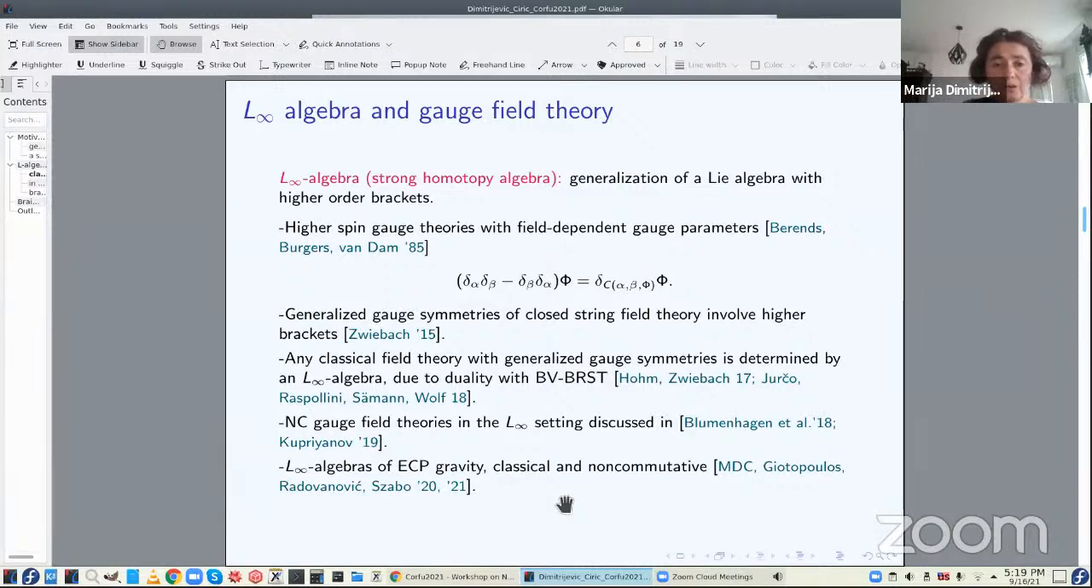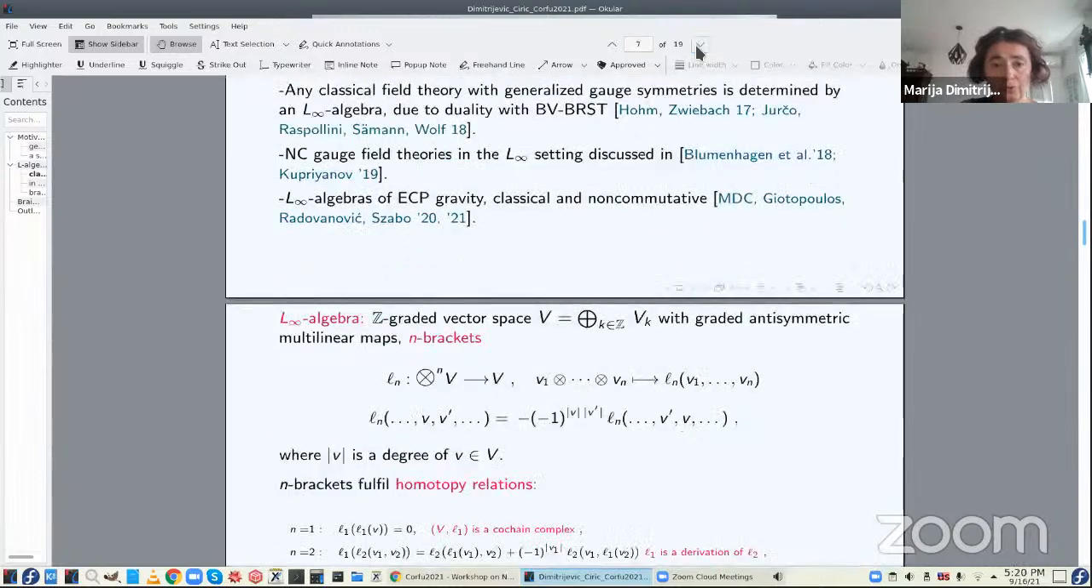Then what we also did, we also constructed the L-infinity algebra for the non-commutative gravity theory, and there the concept of the braided L-infinity algebra appeared, and that is what I will try to introduce.